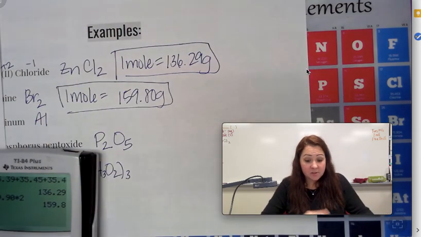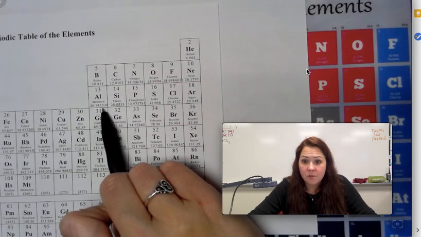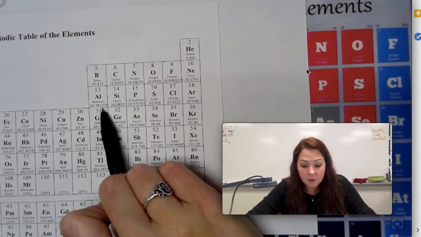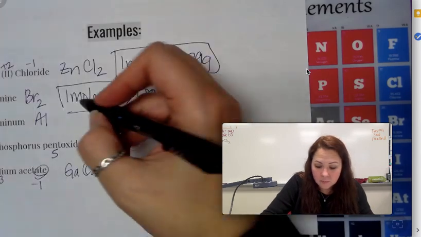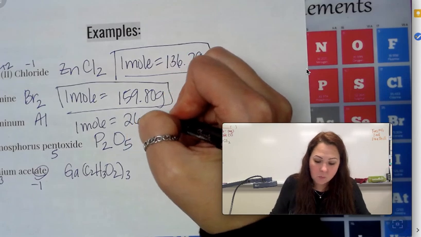Aluminum is just aluminum from the periodic table. There's no numbers there, so there's only 1 of them. So with my aluminum here, 1 mole of it has a mass of 26.98 grams.